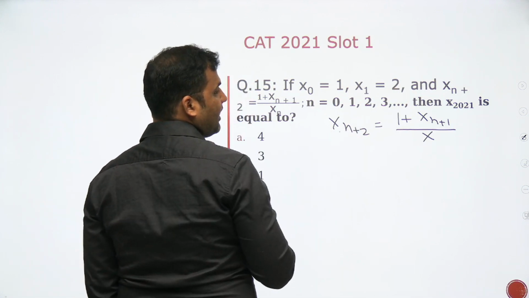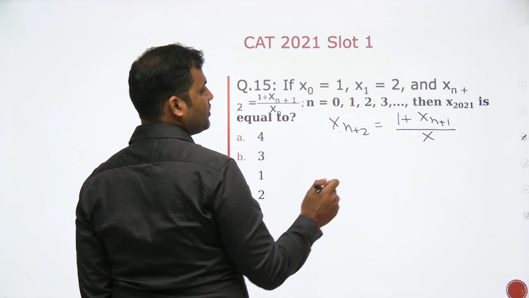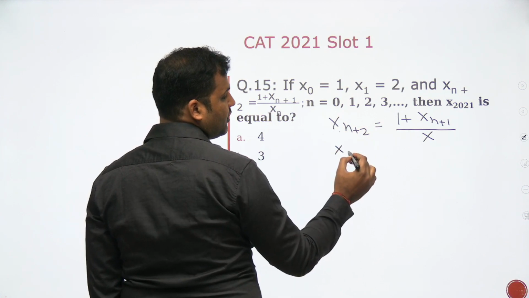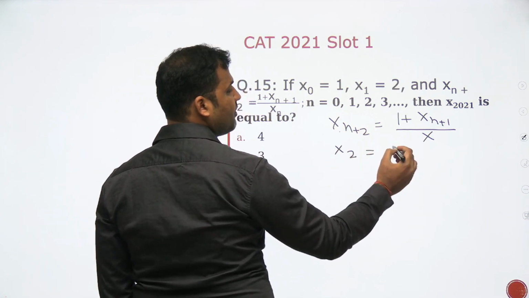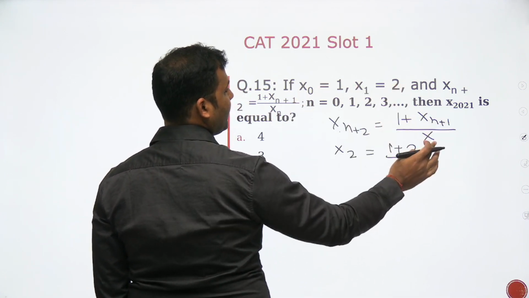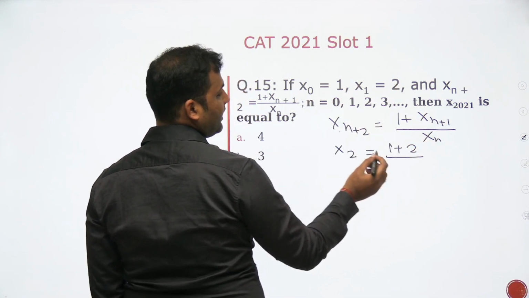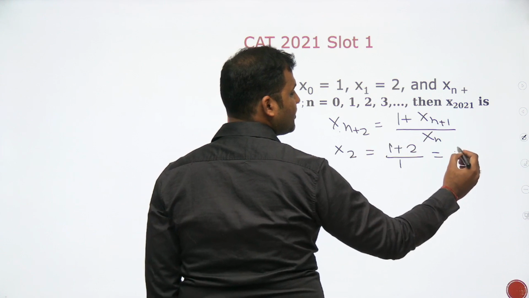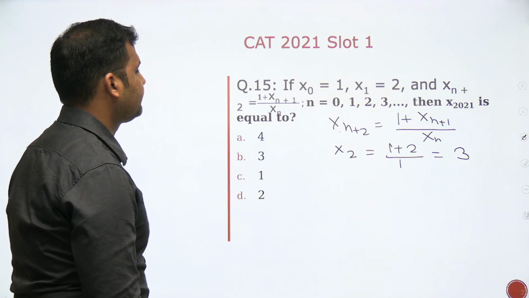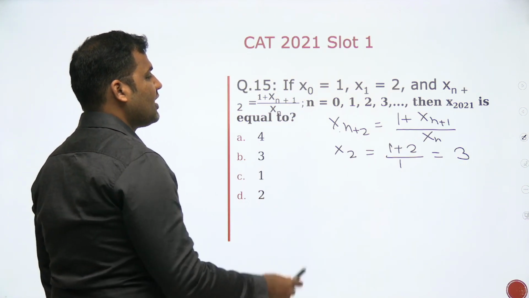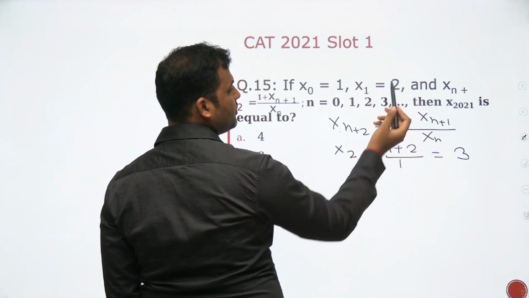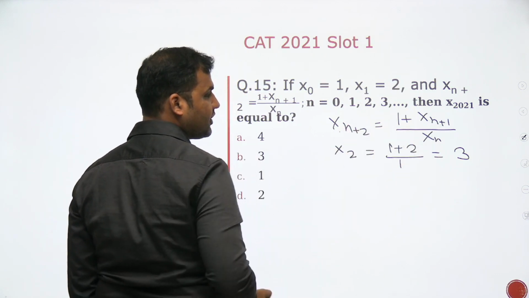So when I put n as n, x0 is given to me, x1 is given, right? If I want to find out x2, then I need to put n as 0. Putting the value of n as 0, you will get x2. The value of x2 would be 1 plus x1, where x1 is 2, divided by x0, which is 1. So this will come out as 1 plus 2, that is 3, right? Okay, x2 will be 3.